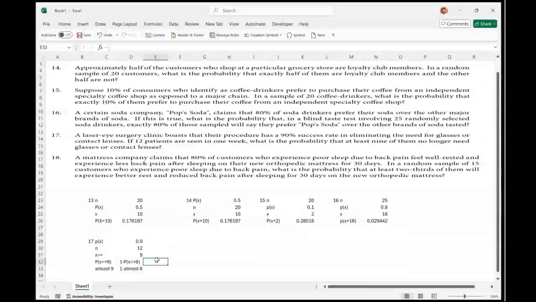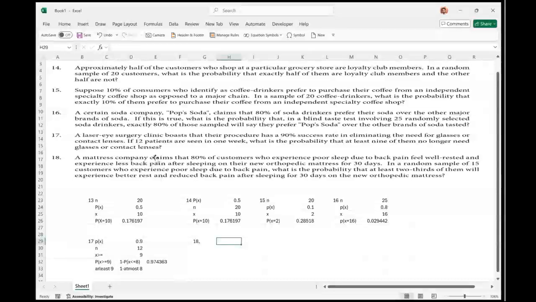All right, so this will be equal to 1 minus binom dot dist, and the number we're looking for here is 8, comma, number of trials is 12, comma, probability of success in the individual procedure is 0.9, comma, we're going to look for true in this case because this portion is at most, and that's going to give me the answer for question number 17. All right, let's move to the final question, question number 18.